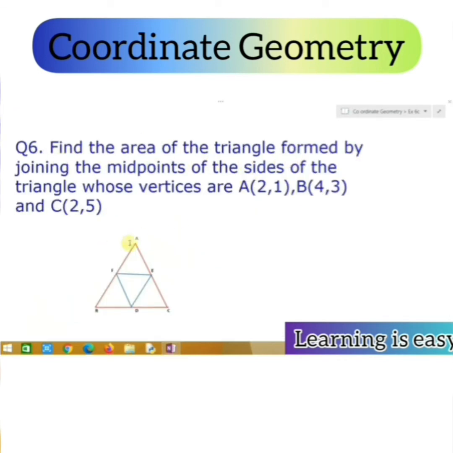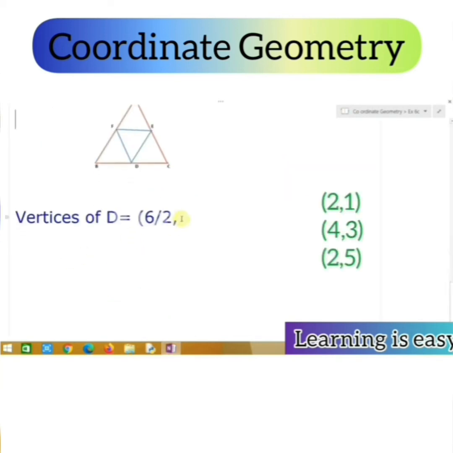Next, question 6. Find the area of the triangle formed by joining the midpoints of the sides. So ABC is a triangle. By joining the midpoints, you get a new triangle. Let's assume it as DEF. So we need to find the area of the inner triangle, that's in blue, for which we can get the coordinates by calculating the midpoints. As it's clearly mentioned, the midpoints are the vertices of the inner triangle. So by taking the midpoint formula, we can calculate the vertex D, that's 3, 4.